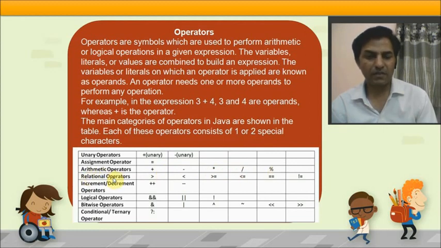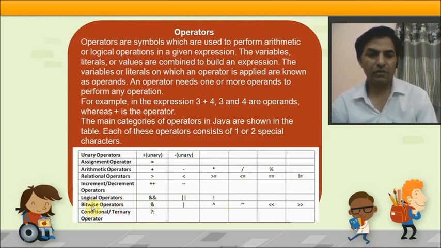Relational operator shows comparison of two operands. So greater than, less than, greater than or equal to, less than or equal to, equal to, not equal to. Next one is the increment or decrement operator. In that, generally we use increment meaning plus or decrement meaning minus. So increment operator is plus plus and decrement operator is minus minus. The value will be incremented by 1 if it is given plus plus, and the value will be decremented by 1 if minus minus. Next one is the logical operator, that is AND or NOT.